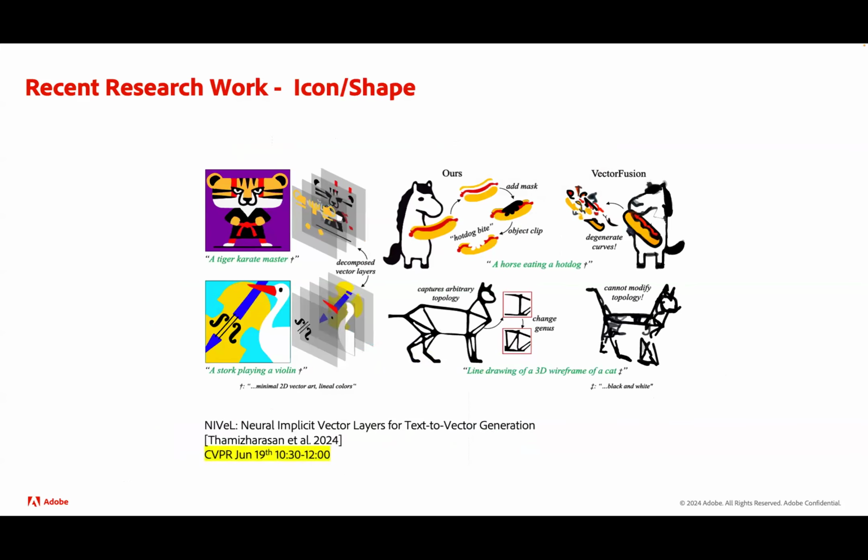And in this one, we also have a work called NIVEL, neural implicit vector layers for text to vector generation. So rather than representing them in SVG space or in pixel space, we're creating this kind of neural implicit layer representation for the vector. We also compare with the really famous VectorFusion for the quantitative results, and we do get more of a vector icon-like shape.